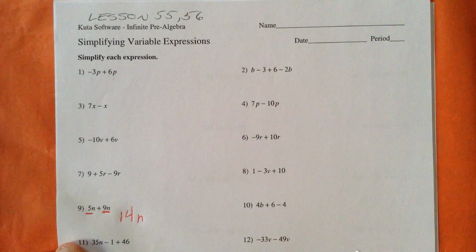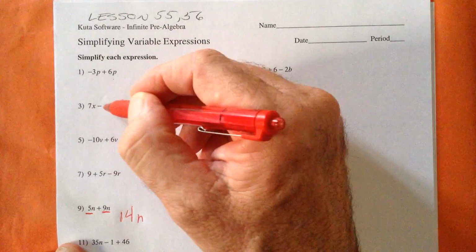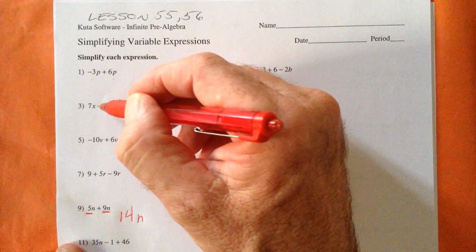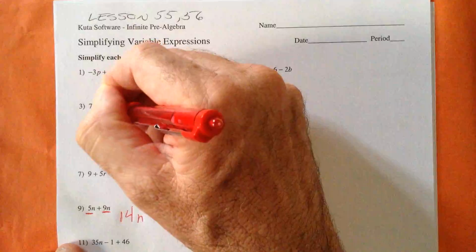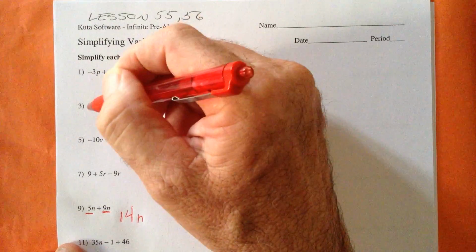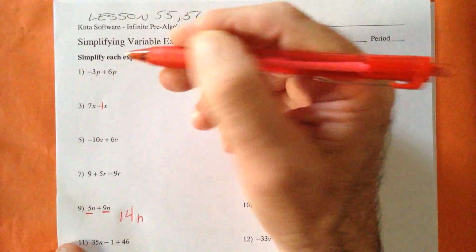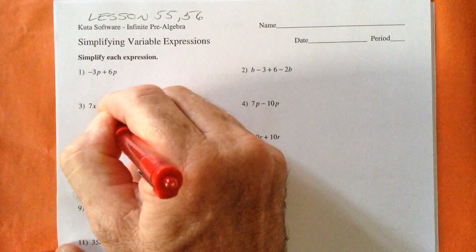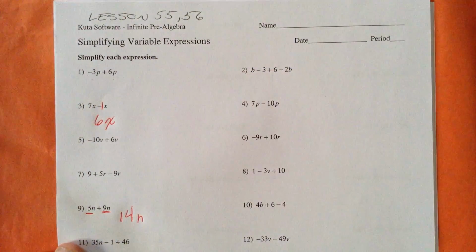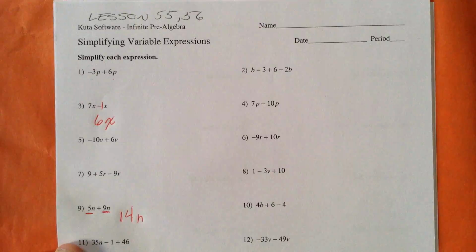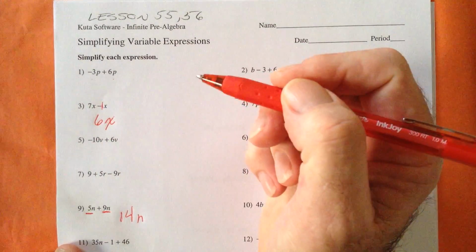Or just like this one, number 3. I have 7 x's minus, well, that'll be a 1x. So these I can put together. If I go 7x minus 1x, now I'm down to 6x. I have 6 x's. So you're taking the like terms and adding them together.